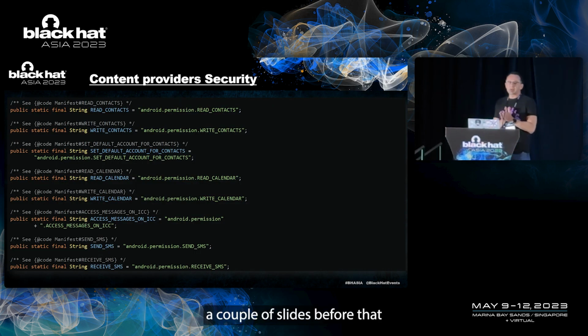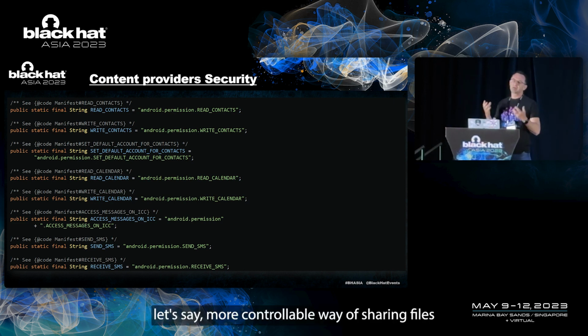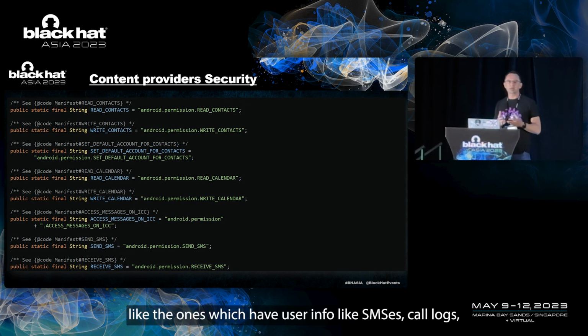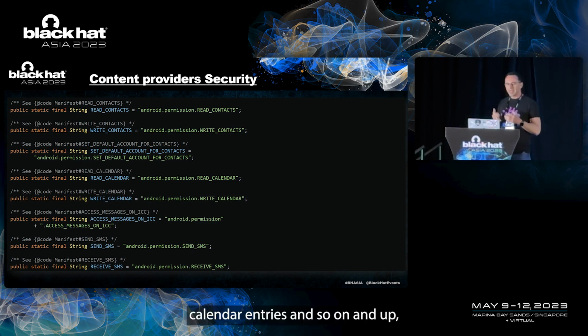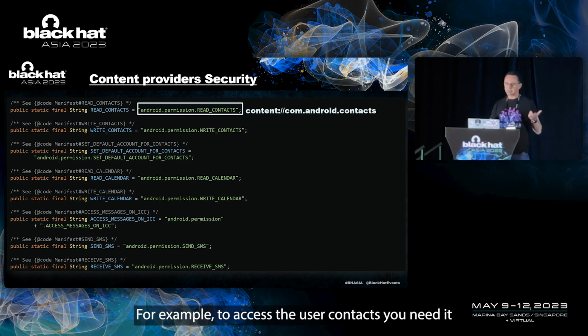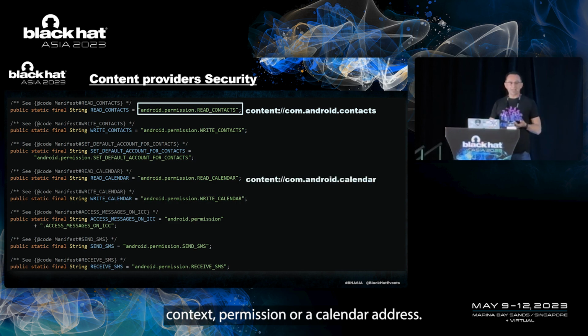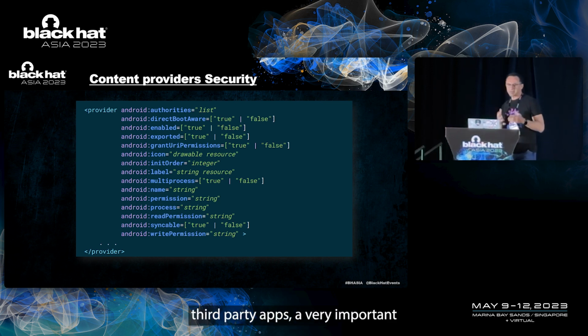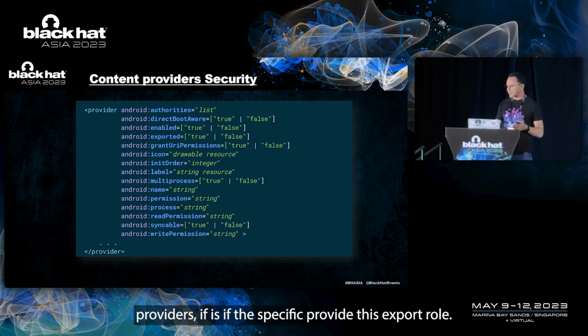I said a couple of slides before that content providers are the suggested, more controllable way of sharing files and data between Android apps. And this is where permissions also come into place. When it comes to system content providers, like the ones which share private user info such as SMSs, call logs, and calendar entries, an app must have specific permissions in order to access them. For example, to access the user contacts you need the read contacts permission, or to read calendar entries you need the read calendar permission, and so on. When it comes to third-party apps, a very important attribute of content providers is whether the specific provider is exported or not.